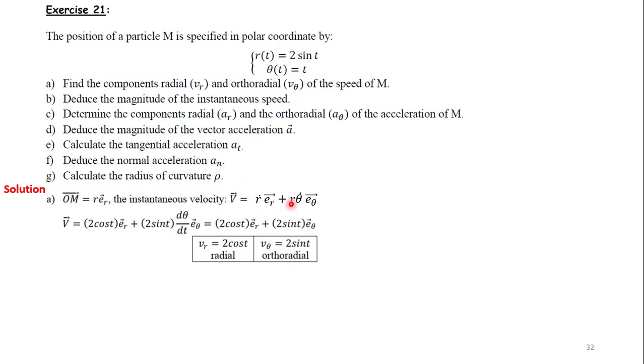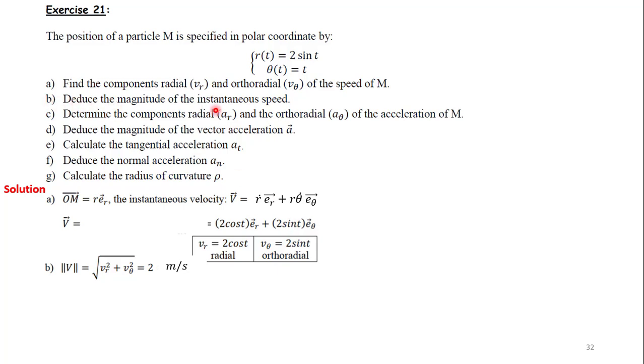And we have r. What is theta dot? Theta dot is equal to 1. So we can easily deduce V as 2 cosine t er plus 2 sine t along e theta. So Vr is equal to 2 cosine t, it's the radial component of the velocity vector, and V theta is equal to 2 sine t, it's the orthoradial component of the velocity vector.